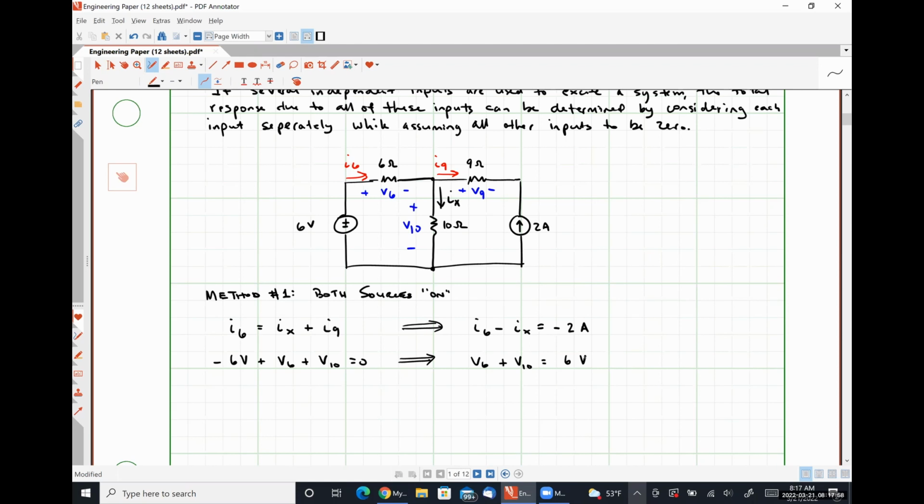Michael, you raising your hand? What is V9? So V9 isn't in that Kirchhoff's voltage law equation because we're just doing it around the left-hand loop. So if we start here and go around this loop, V9 shouldn't show up.